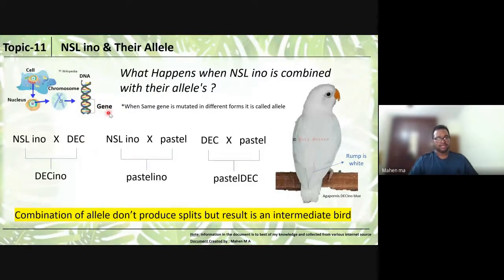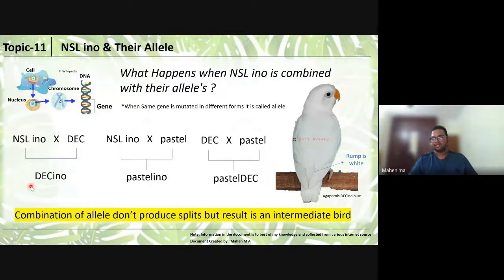Okay, so in the same gene, when there are variations and it is causing different mutations, they are called alleles of each other. So NSL, deck and pastel are called alleles of each other because it is a modification of the same gene in three different ways. And a combination of such mutations will always result in an intermediate bird.